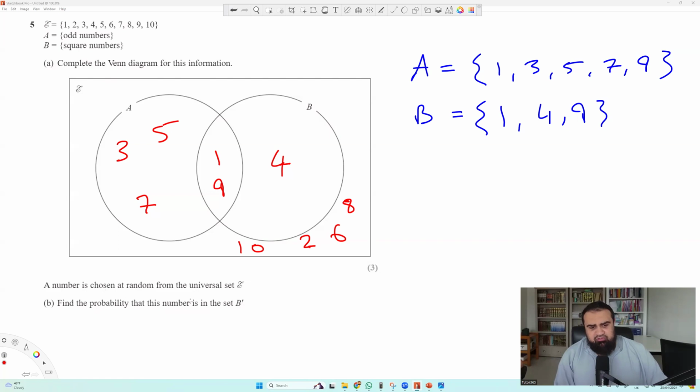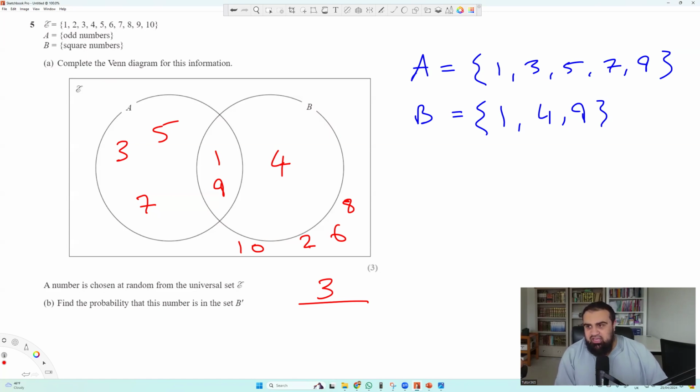A number is chosen at random from the universe set. Find the probability that this number is in the set B. So B has, so it's only 3 out of how many? So there's only 3 choices we can make out of 1, 2, 3, 4, 5, 6, 7, 8, 9, 10.